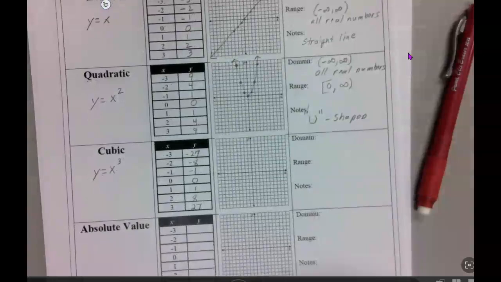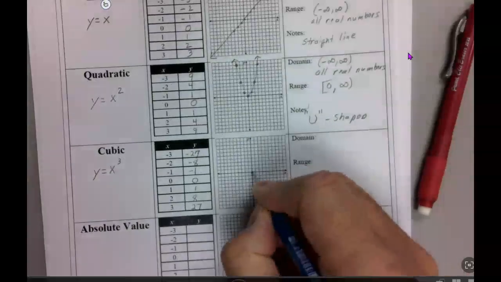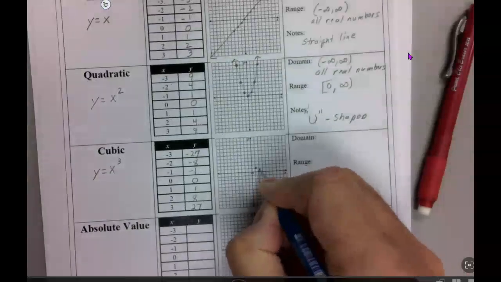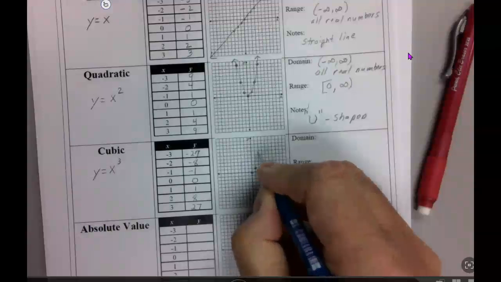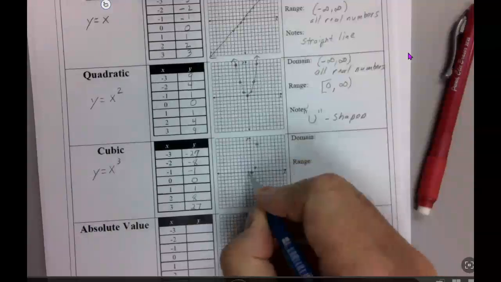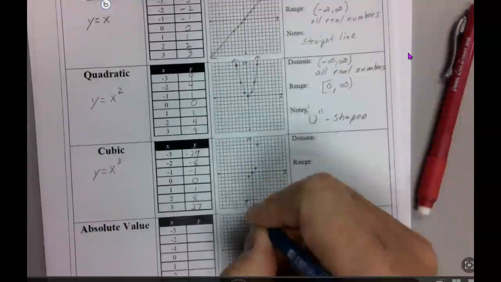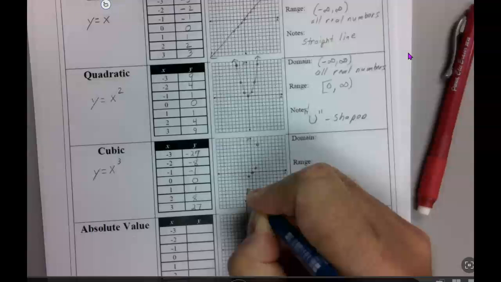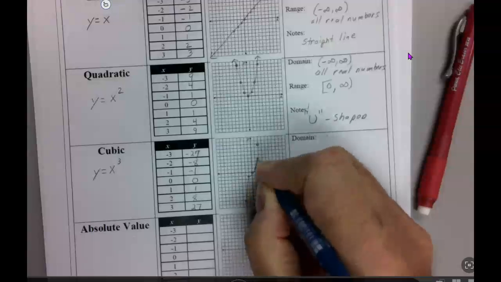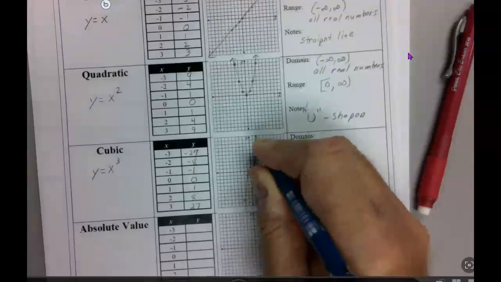So if we graph this thing, 0, 0, 1, 1, 2, 8. Negative 1, negative 1, negative 2, negative 8. So it looks like this. S-shaped looking graph.